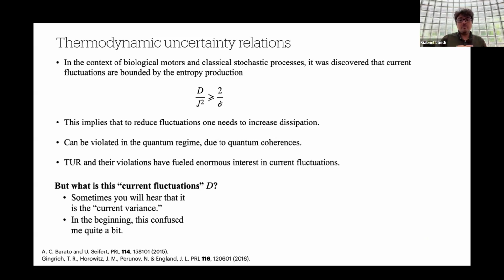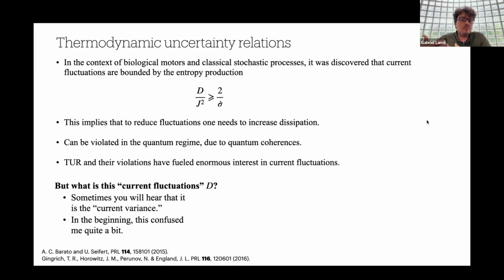The thermodynamic uncertainty relations are essentially bounds that relate the fluctuations of a thermodynamic current, which could be power, could also be heat, divided by the average squared. So J here is the average current, and D is the fluctuations of that current. Essentially, the thermodynamic uncertainty relation states that this has to be lower bounded by something that depends on the entropy production. This kind of bound has attracted enormous interest.